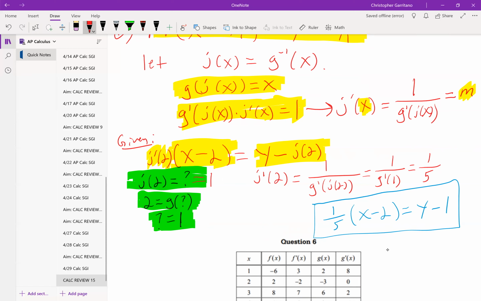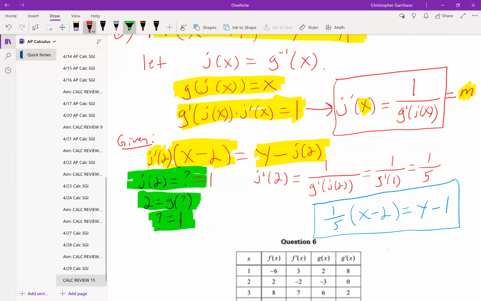And now let's go on and determine what j prime of 2 is equal to. Well, using this formula here, j prime of 2 is equal to 1 over g prime of j of 2. And we just determined that j of 2 is equal to 1. And so this breaks down to 1 over g prime of 1. And you can go up to the table and check for yourself that 1 over g prime of 1 will just give me 1 over 5.